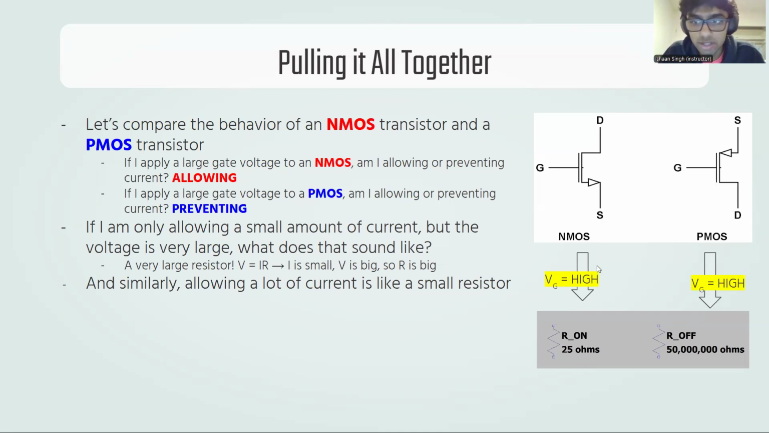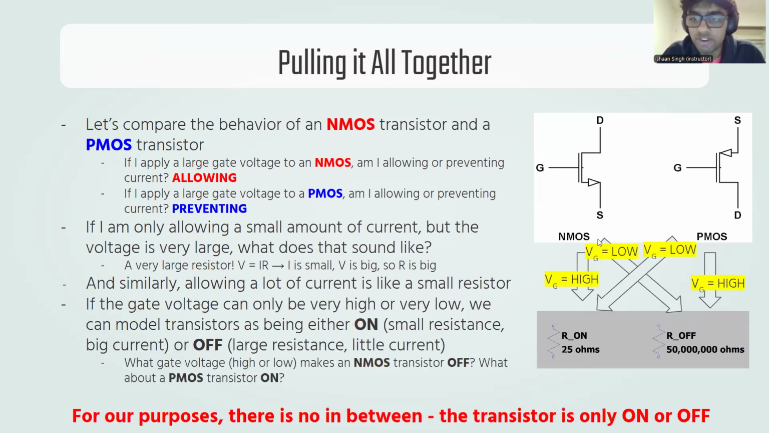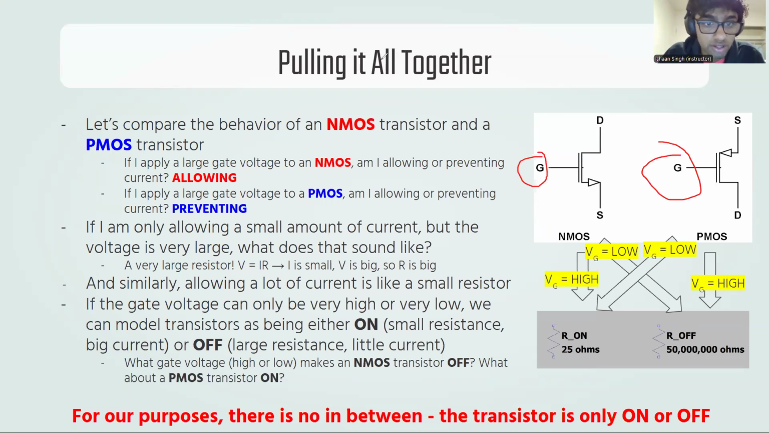And we can do the same thing with the other scenarios. Low gate voltage for NMOS means the gate is closed, so it's like a big resistance. Low gate voltage for a PMOS means the gate is open because it's the opposite of an NMOS, which means we have low resistance, okay? So for our purposes, there's no in between. We're only considering the transistor is on or the transistor is off, okay? And whether it's on or off is regulated solely by the gate voltage, okay? That's all that regulates the on or off, okay?